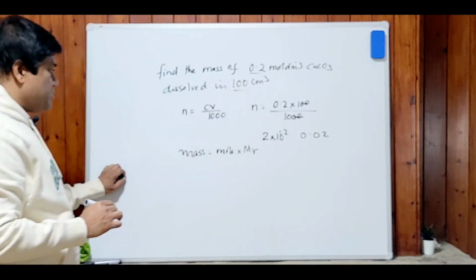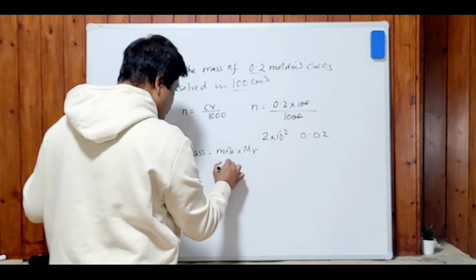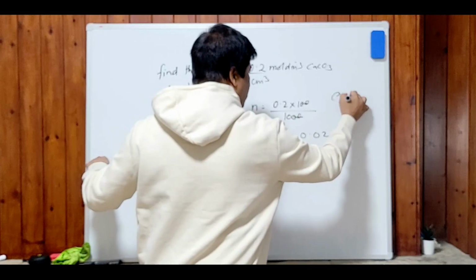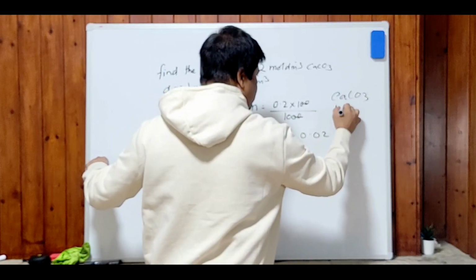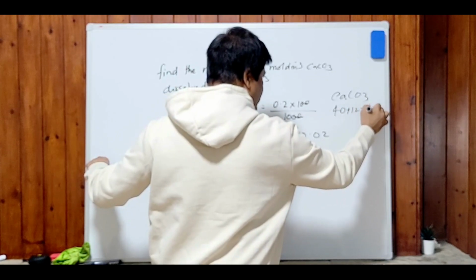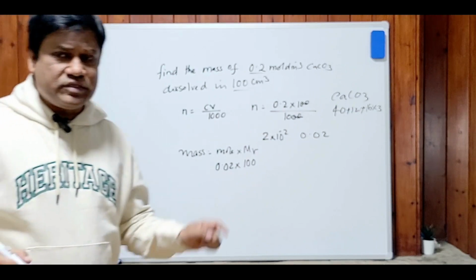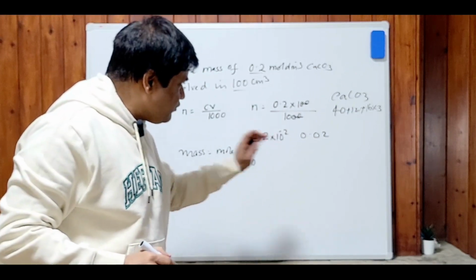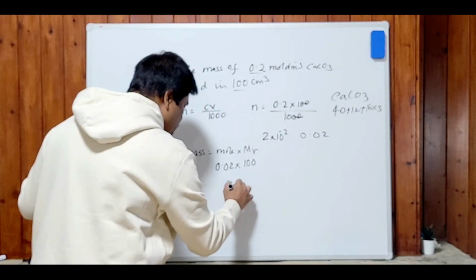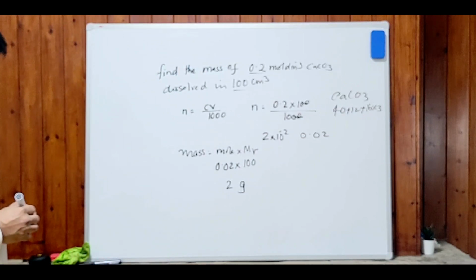Mr of calcium carbonate. How much is the mole? 0.02 times 100. Calcium carbonate: take calcium 40, its Ar, plus 12 plus 16 times 3. In some periodic tables, Ar of calcium is given as 40.1, but I'm not taking 0.1. So when you work it out, it's 2 gram. Okay.